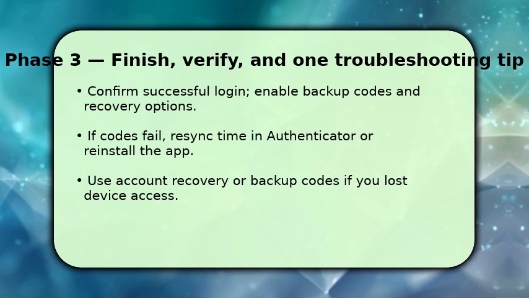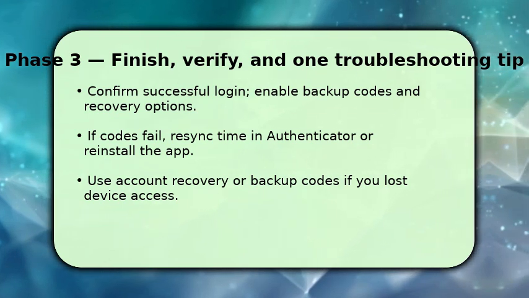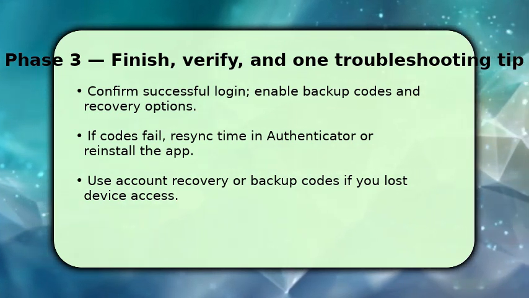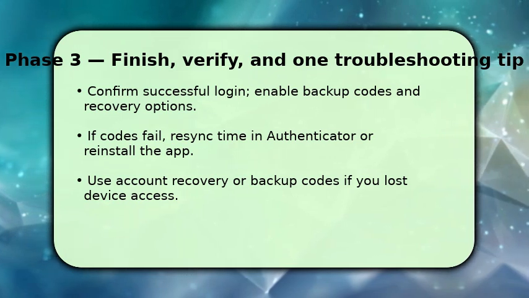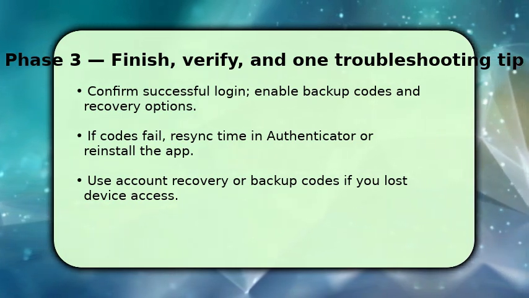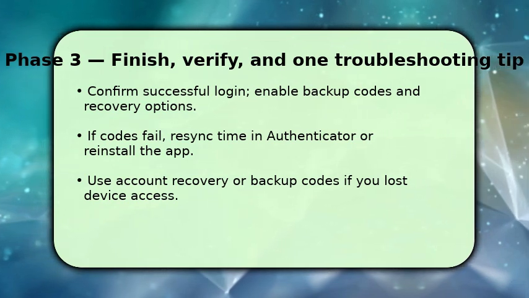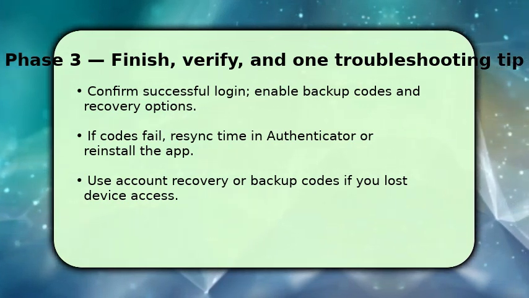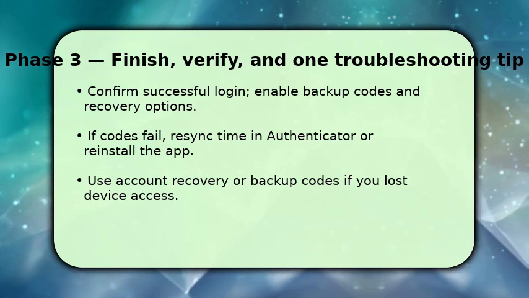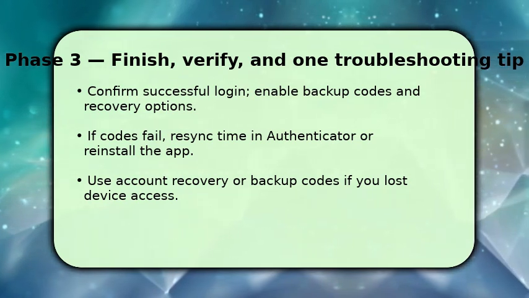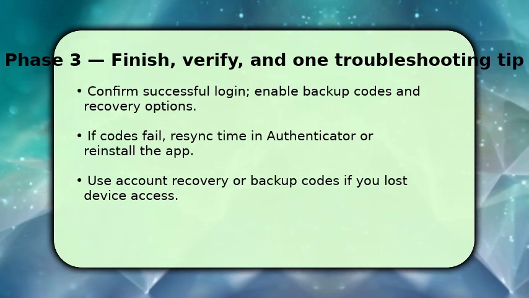If codes repeatedly fail, make sure your phone's time is set to network automatic and resync Google Authenticator. On Android, use the app's time correction feature. On iPhone, check system time settings. If problems persist, reinstall the app only after you have backup codes or use the service's account recovery flow.